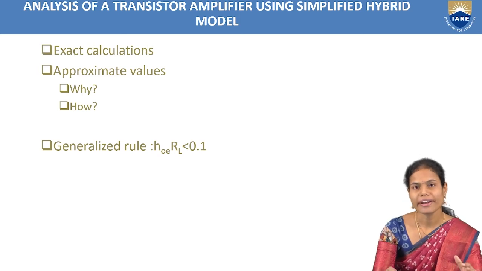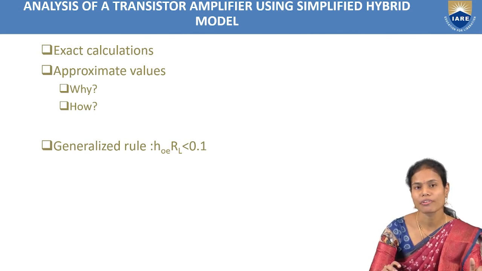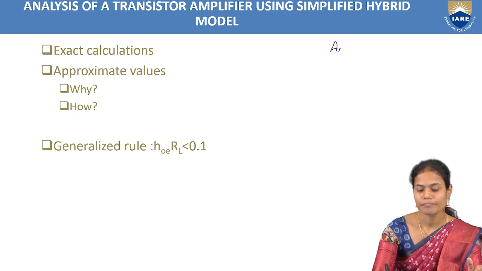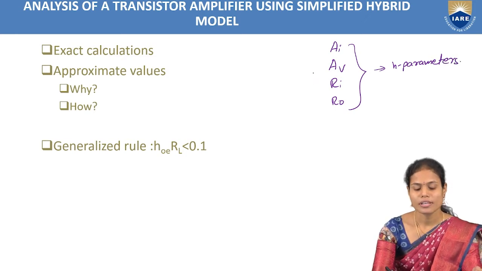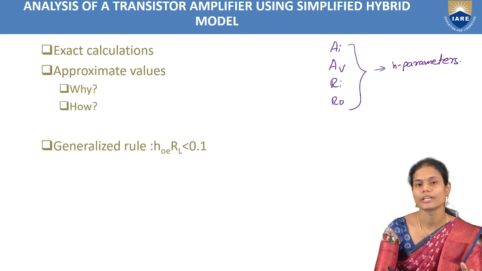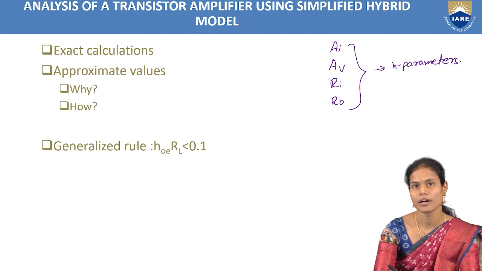So after finding the hybrid parameters and after drawing the hybrid equivalent circuit, we analyze the circuit in order to find all the parameters of the amplifier here. Those are current gain, voltage gain, input impedance as well as output impedance. So all these parameters we have calculated in terms of H parameters by using small signal analysis. Now we can also analyze the transistor using the simplified hybrid model.